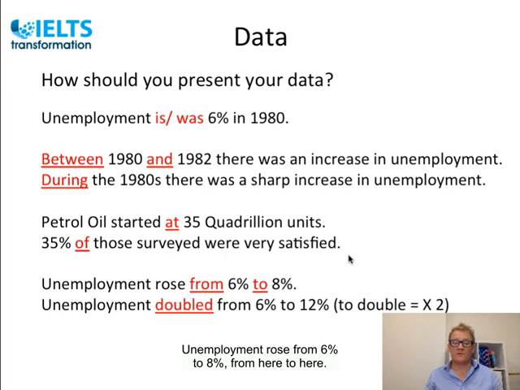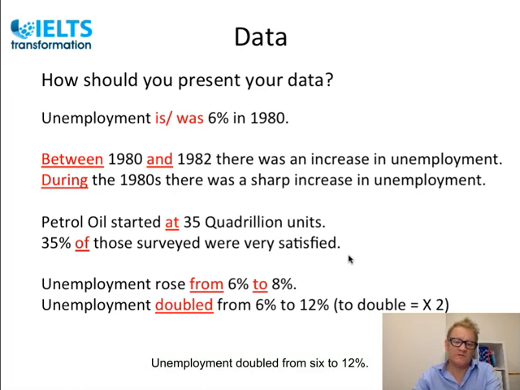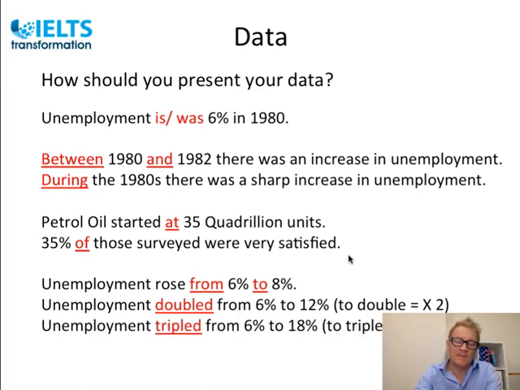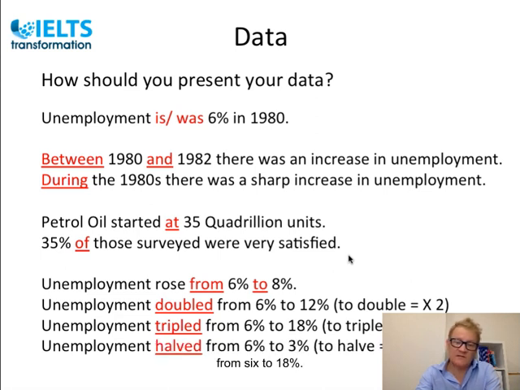Unemployment rose from 6% to 8%, from here to here. Unemployment doubled from 6 to 12%. Unemployment tripled, times 3, from 6 to 18%. Unemployment halved from 6 to 3%. So you can use these verbs to describe the data. So double is times 2, triple times 3, halved times 0.5.